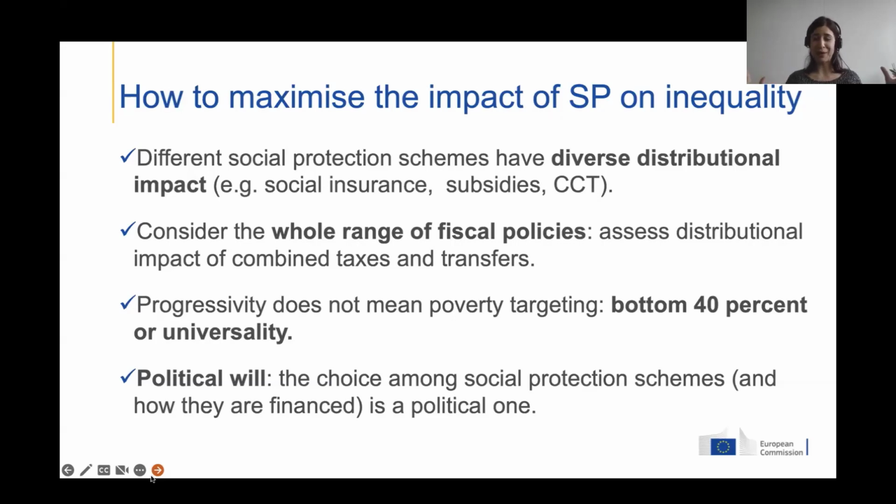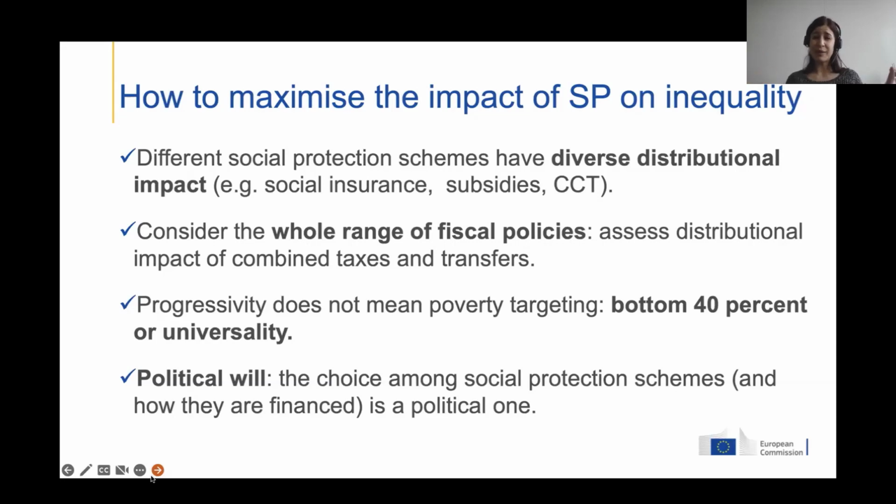The third thing, that Stephen Kidd will develop better than I, is that progressivity does not mean poverty targeting, which is maybe counterintuitive, but actually targeting the poor in many cases does not imply increased levels of equality, and that's for various reasons. It's because poverty is not a static status, it's a dynamic condition, so there are a lot of exclusion errors. Also, poverty rates in many countries are so large that it's actually less relevant to target only the poor, and we usually say it's easier to identify the rich than to target the poor.